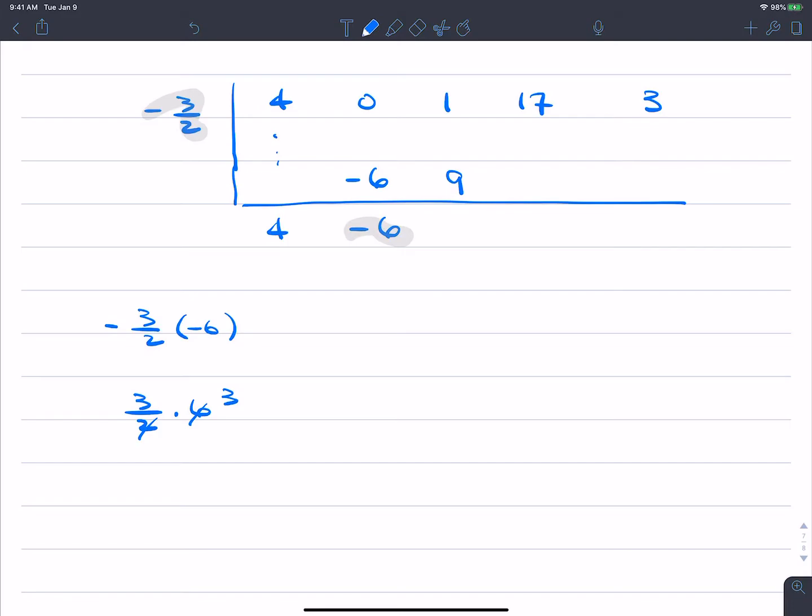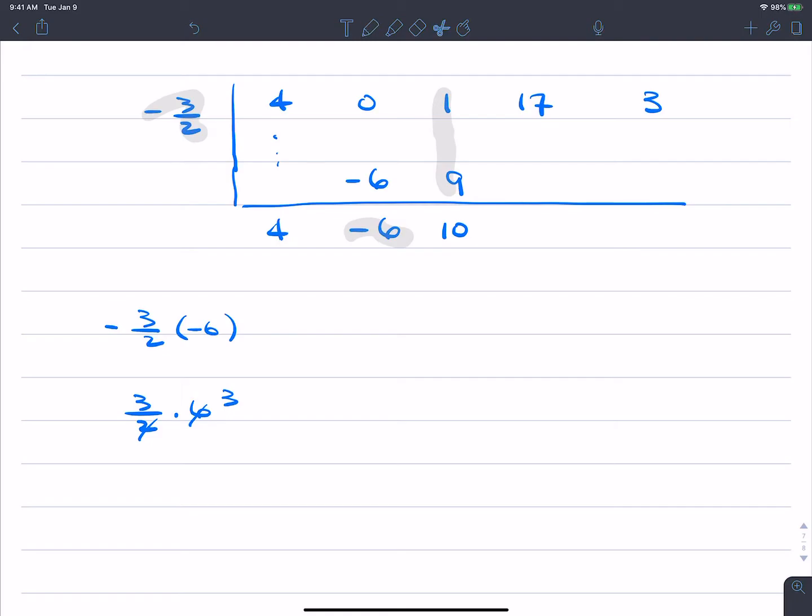Doing our arithmetic. 1 plus 9 is going to give you 10. So we get to repeat the process now. Negative 3 halves times 10. 2 goes into 10 5 times, and negative 3 times 5 is negative 15. Do your arithmetic. 17 minus 15 will give you 2.